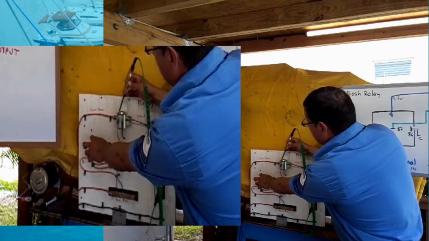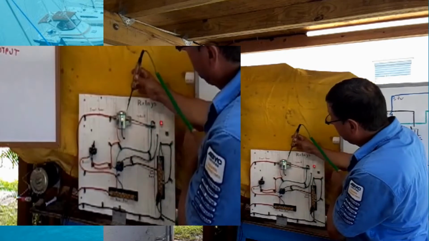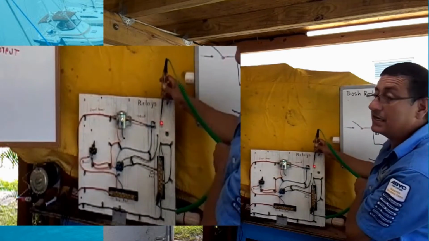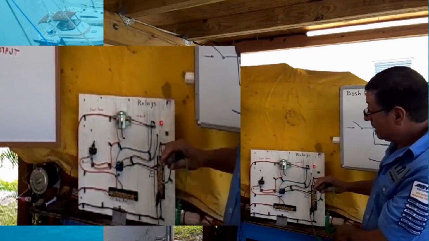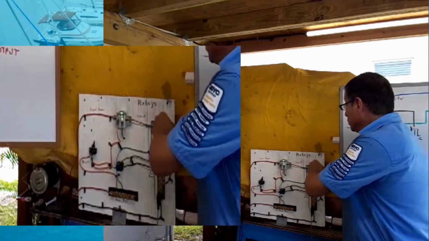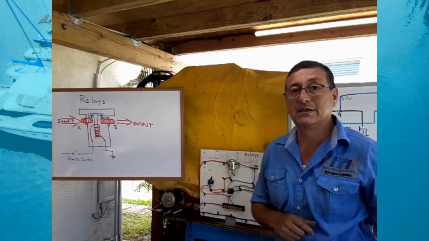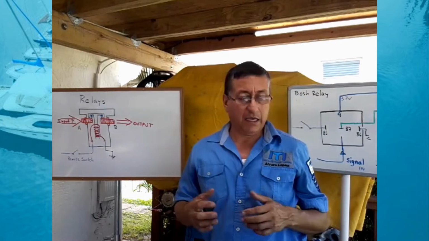When I bring the signal, immediately I have power in the output and the light is on. This is a normally open switch with a remote activation. This is the typical crank relay.